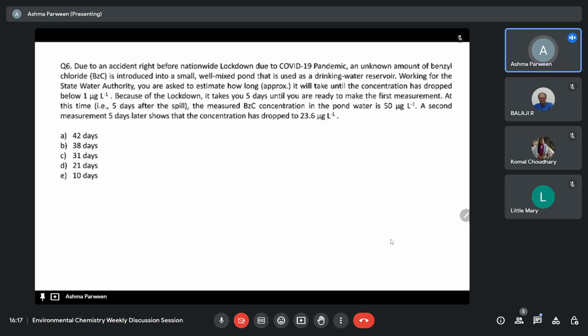Because of the lockdown, it takes you 5 days until you are ready to make the first measurement. At this time, 5 days after the spill, the measured concentration in the pond water is 50 micrograms per liter. A second measurement 5 days later shows that the concentration has dropped to 23.6 micrograms per liter. So we have to find out the time until the concentration has dropped below 1 microgram per liter. I'll give you 5 minutes to solve this question and write your answer in the chat box.